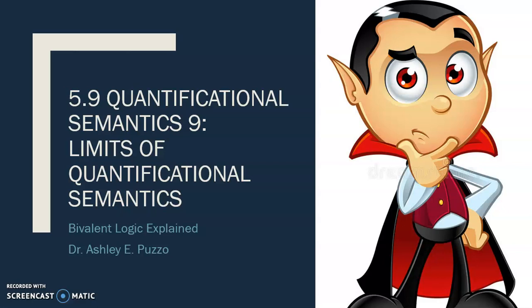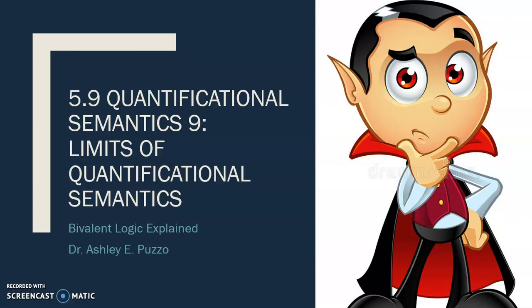It's Ash again. Today we do our last section on 5.9, our last section in Chapter 5, the ninth section on quantificational semantics, the limits of quantificational semantics. I'm really excited to talk about this with you today because we get to discuss both the limits and some of the more general results about quantificational semantics to help round out your study of the subject.